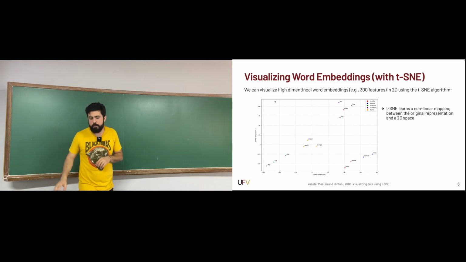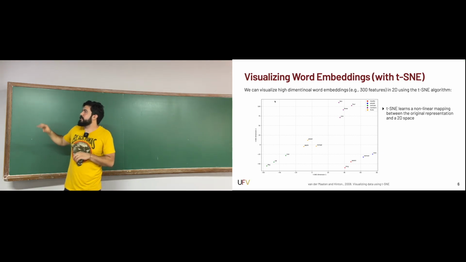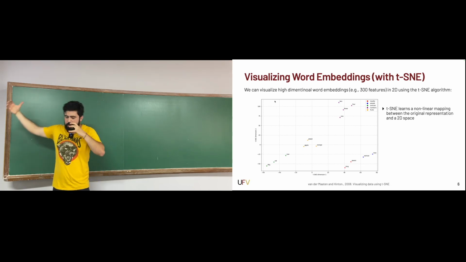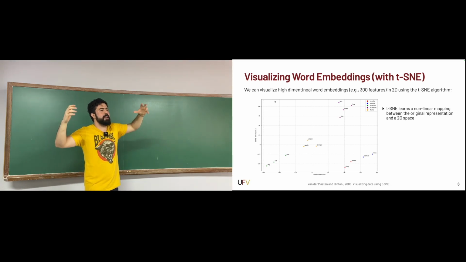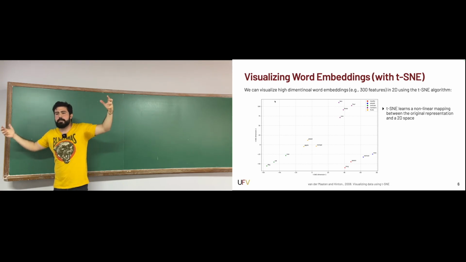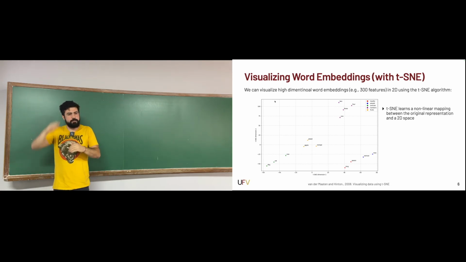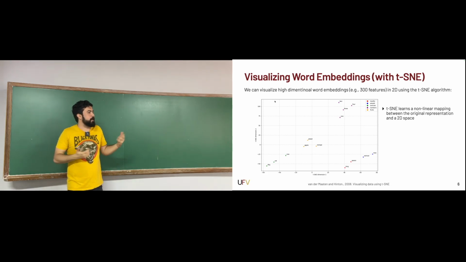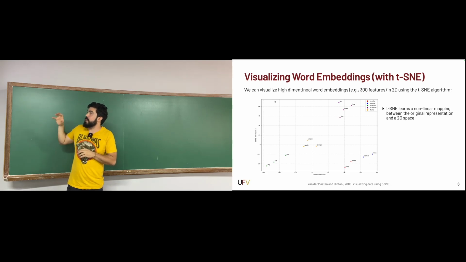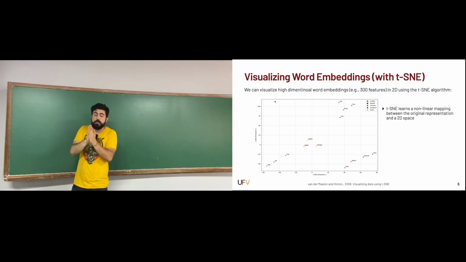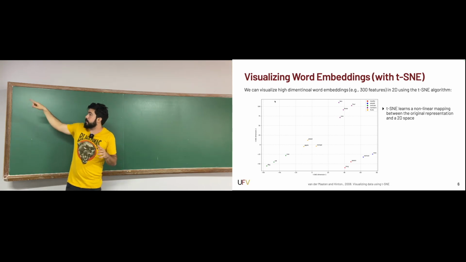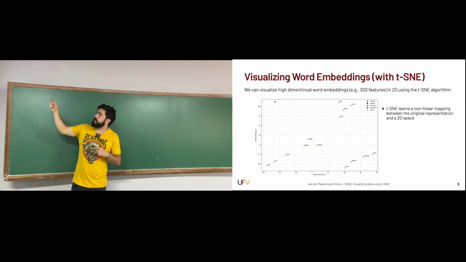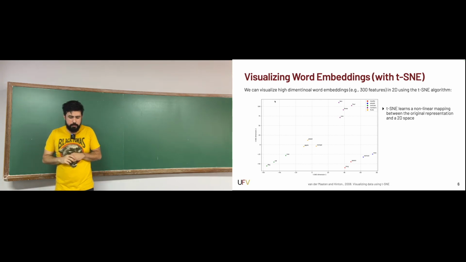But just briefly, t-SNE learns a nonlinear mapping from the original representation, which is high dimensional. So assume, let's say, we learned a word embedding of size 300. So we have 300 rows in that matrix, so 300 features we learned. We wouldn't be able to visualize this space. So one way you could visualize it is using this algorithm to project this to a 2D space. And this algorithm is very cool because it learns this mapping from this high dimensional space to this 2D space.